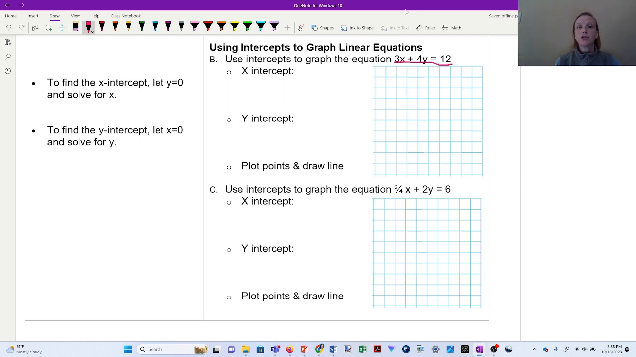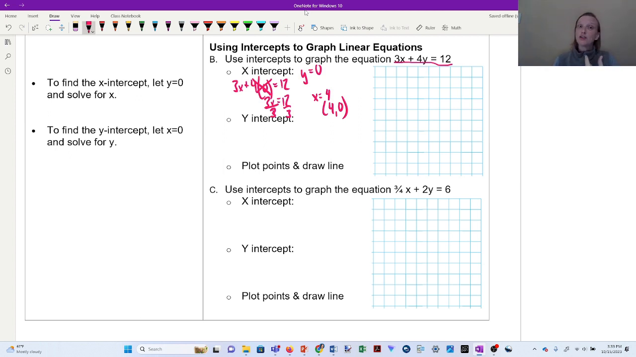Well, remember the x-intercept is when y equals 0. So if we plug 0 in for y and see what we're left with in the equation, we get 3x plus 4 times 0 equals 12. Well, this 4 times 0 disappears because 4 times 0 is 0. So we are left with 3x equals 12. And by dividing both sides by 3, we get that x equals 4. So this tells us when y equals 0, x equals 4. So I know that the point (4, 0) is somewhere on the graph.